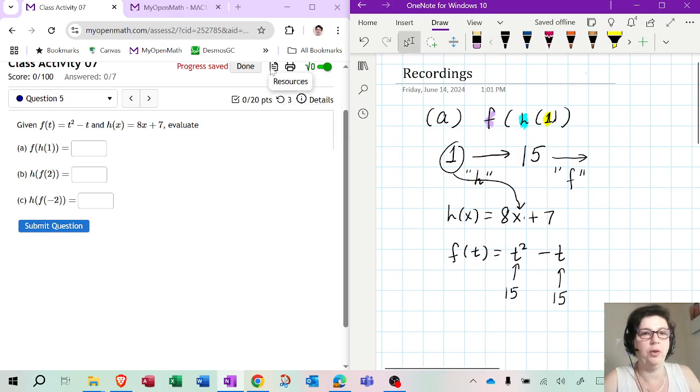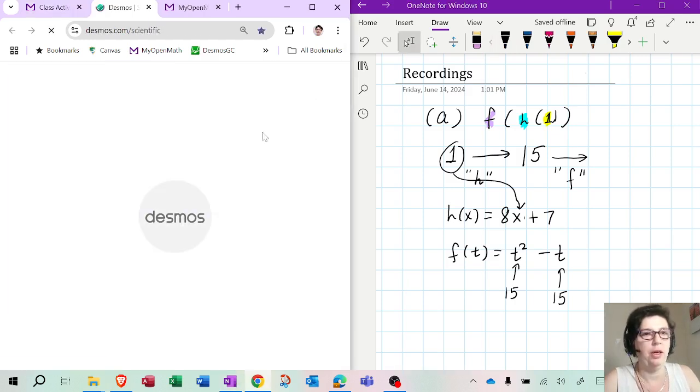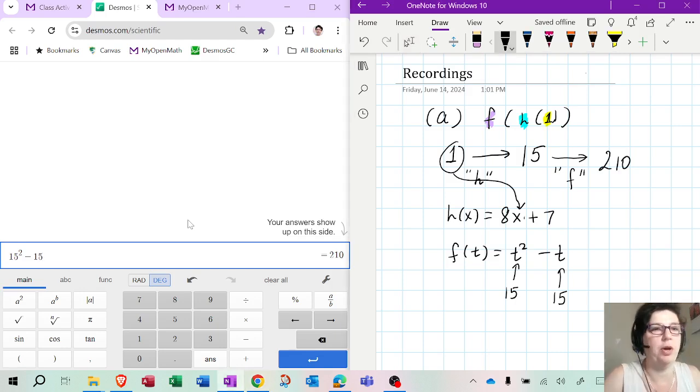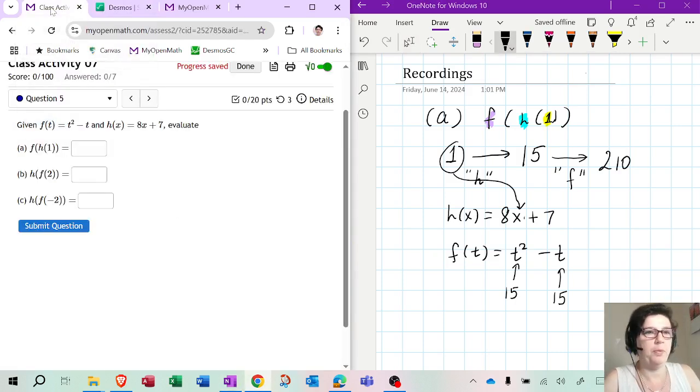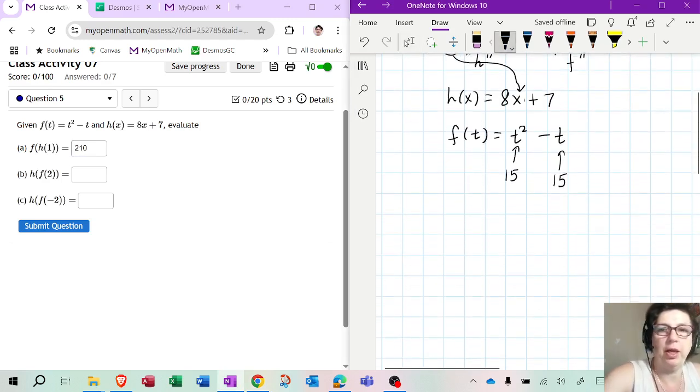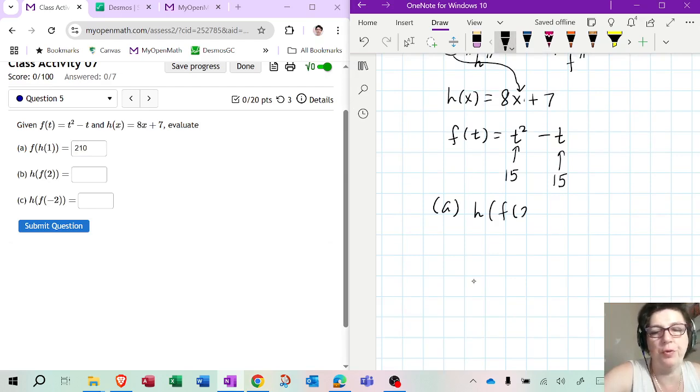Well, let's go ahead and go on the resources here, and let's compute 15 squared minus 15. So that gives me 210. So I just did the part A. Okay, so I can go ahead and type that here. All right, so the next question says, okay, how about we find h of f of 2?